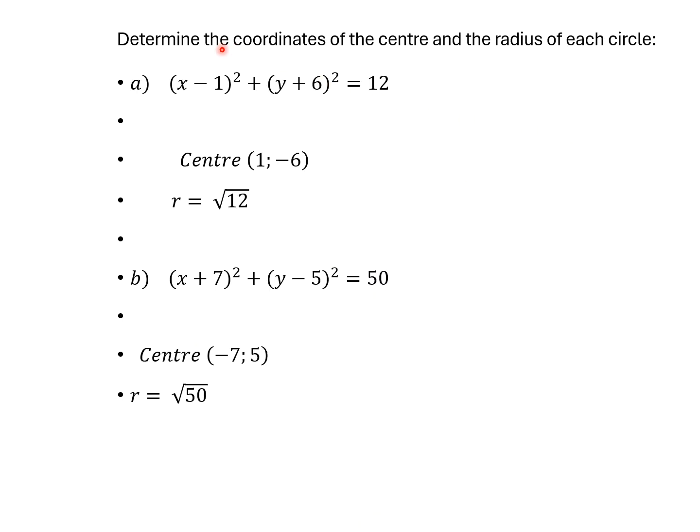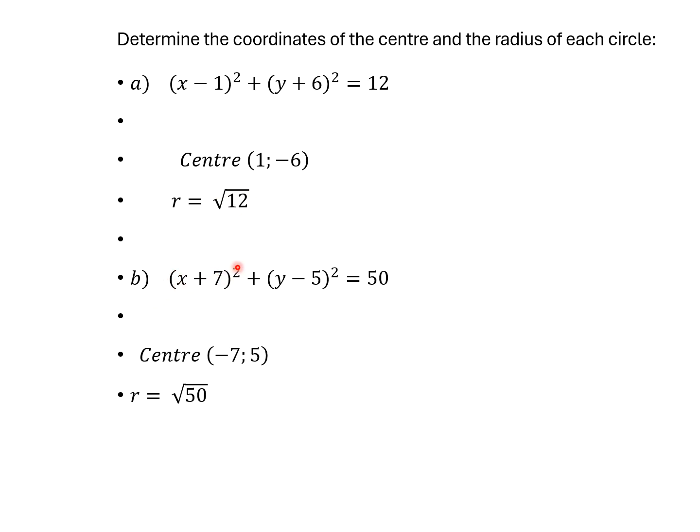So, determine the coordinates of the center and the radius of the circle. If I give you an equation that says (x minus 1) squared plus (y plus 6) squared equals 12, from this equation I need to understand the center. Minus 1 becomes positive 1, positive 6 becomes negative 6. And my radius will always be the square root of r squared. So radius equals square root of 12.